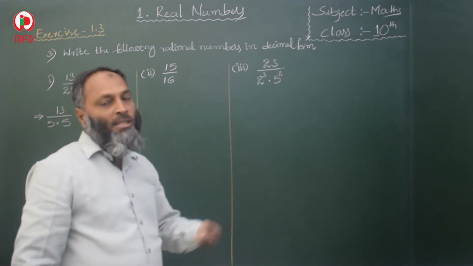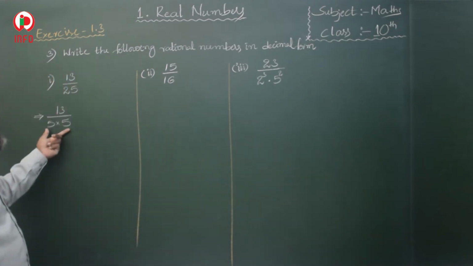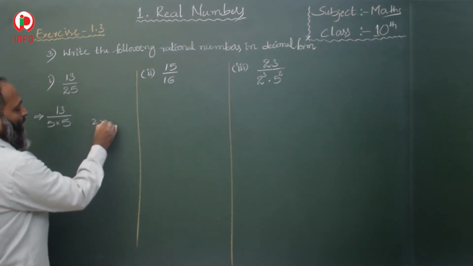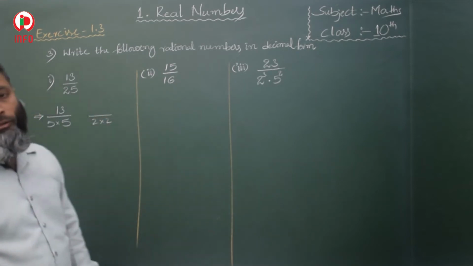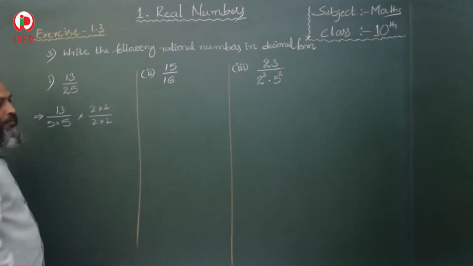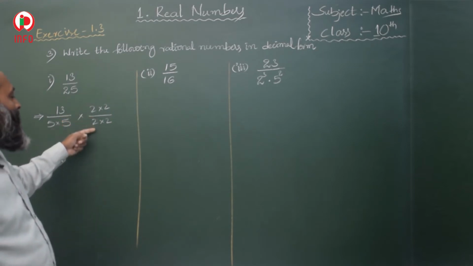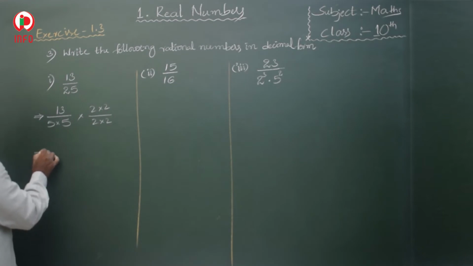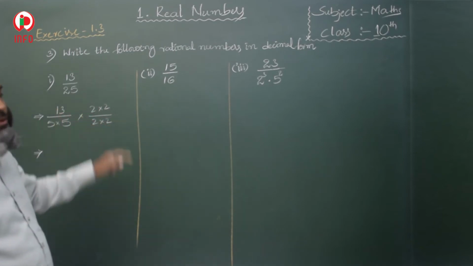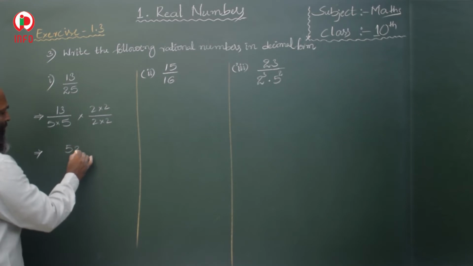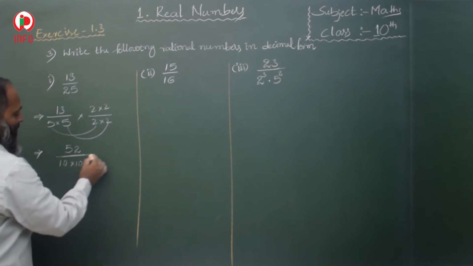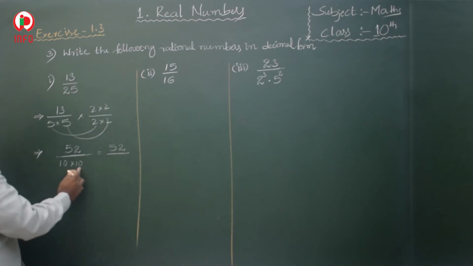So make the denominator tens, hundreds and thousands. Here we have to see how many 5s we have, and an equal number of 2s we should take in the denominator. Here we have 2 5s, so we take 2 2s. We multiply the numerator and denominator with 2 2s. So now 13 into 2 into 2, 13 2s are 26, 26 2s are 52. 5 2s are 10, 5 2s are 10. 10 into 10, that is 100.